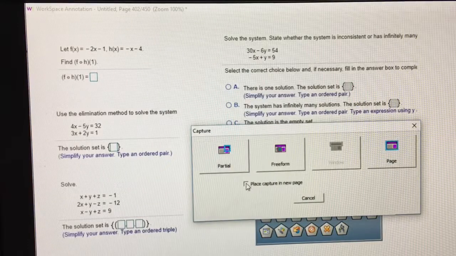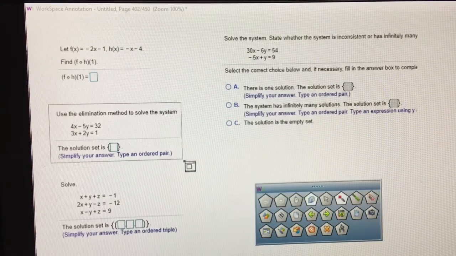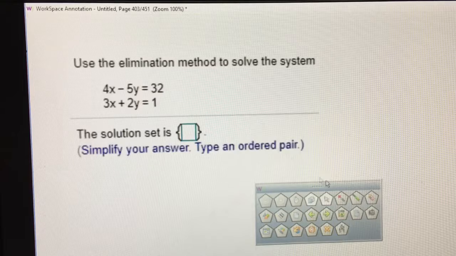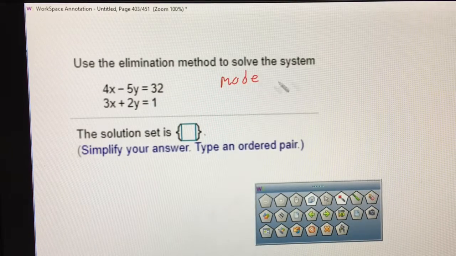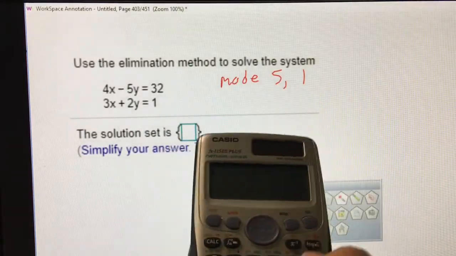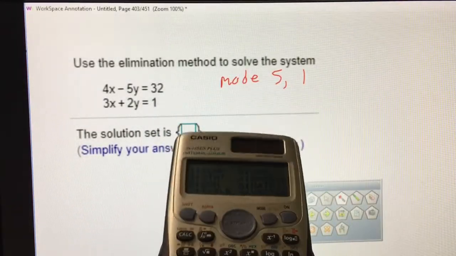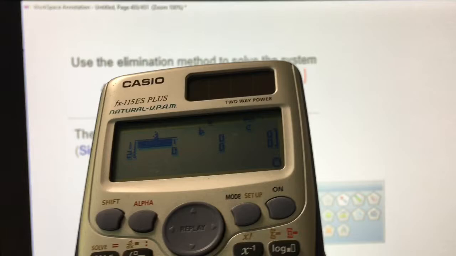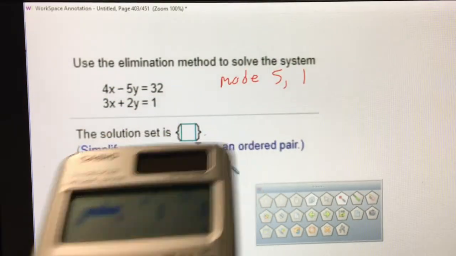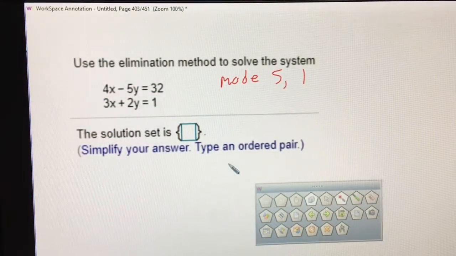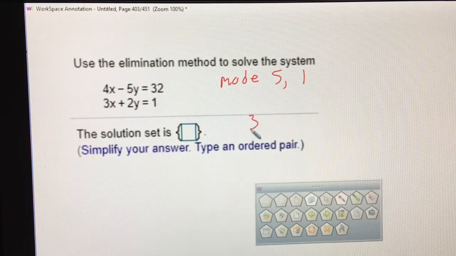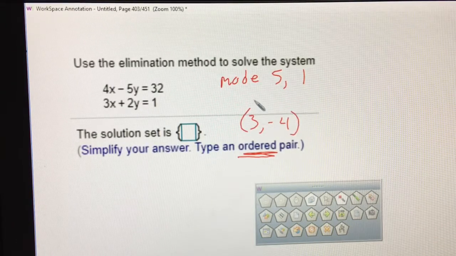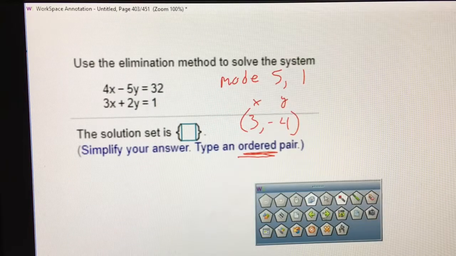A lot of people really like this problem, so they tell us to use elimination. But what we're going to do is just use our Casio and hit mode 5, 1. And when we do that, an array of zeros will appear. So let's see if we can do it. Mode 5, 1, and that array of zeros appears. Then all we do is type in the coefficients, and the calculator just generates the answer pretty quickly. And you get 3 and negative 4. But do recall, you have to put an ordered pair, so it has to be an x value and a y value in parentheses.